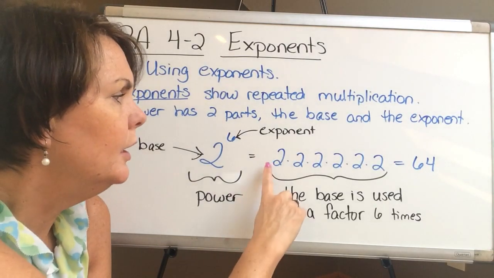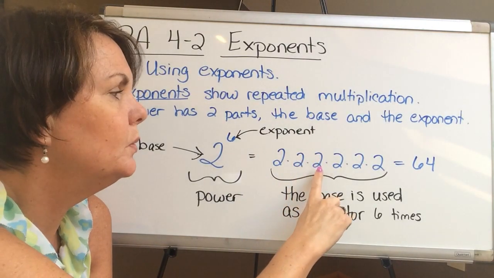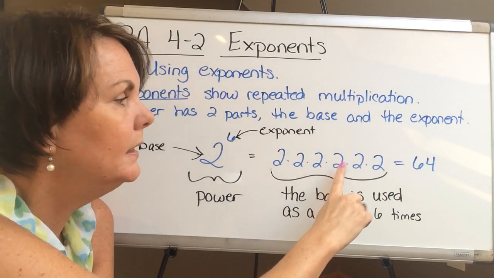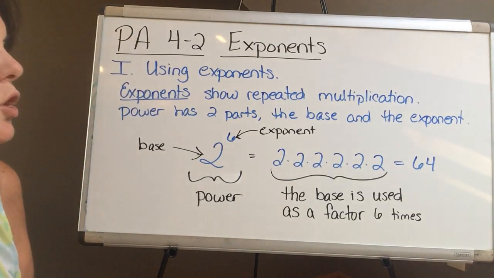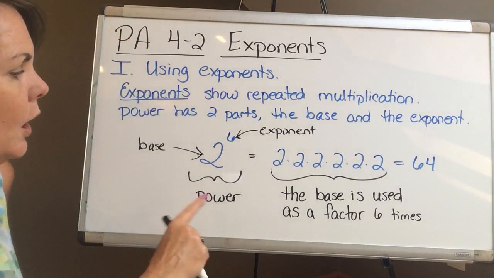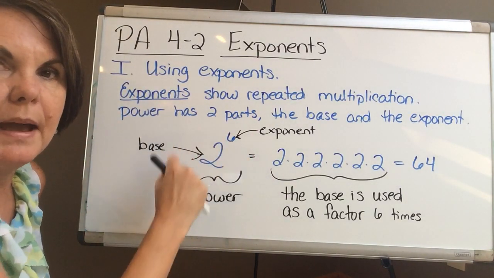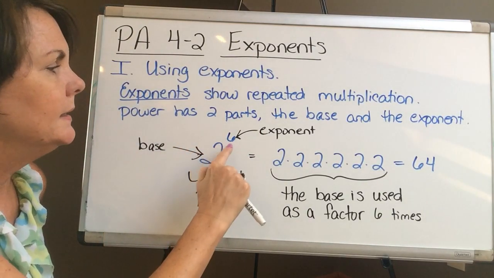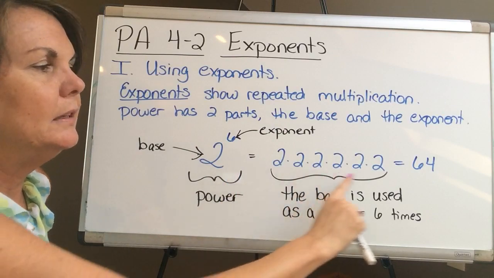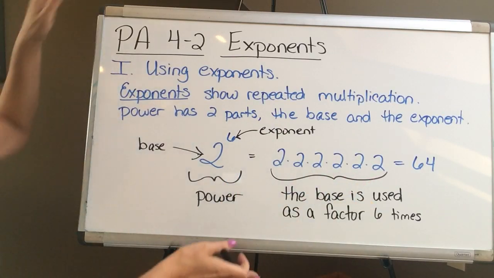How did I get that? 2 times 2 is 4, times 2 is 8, times 2 is 16, times 2 is 32, times 2 is 64. And that's it. It's just a shortcut for writing it. So remember, this whole thing here is the power, 2 to the 6th power, and that's how I read it. 2 is my base, 6 is my exponent, and this is it written in expanded form.